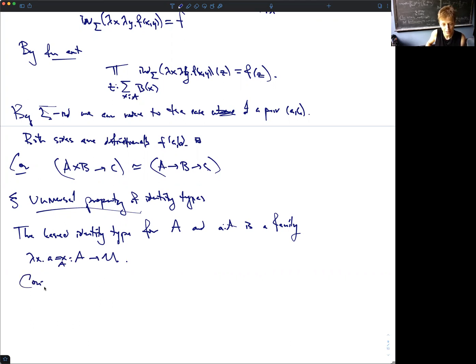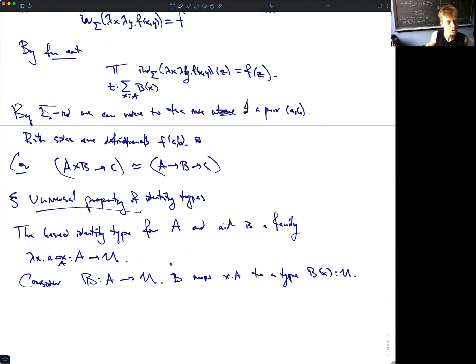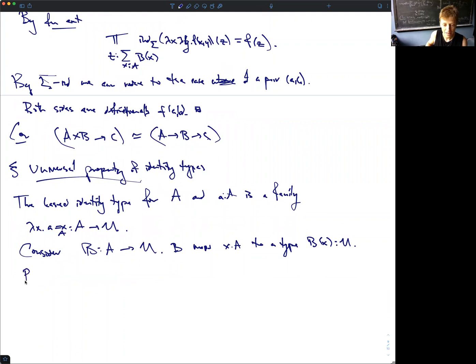So let's consider another family of the same form. So consider now an arbitrary type family from A into the universe. So on the one hand, what is this? It's a function. So B is a function. B maps a term x in A to a type B of x, a term in the universe being just the way to say a type. And there's a sense in which B can be understood as something like a functor. It's functorial in paths in A. So B also maps a path.